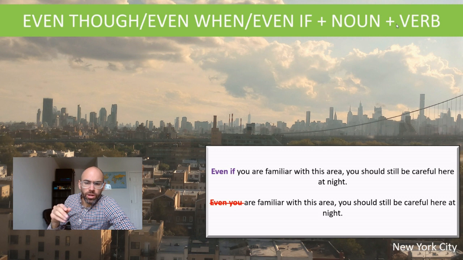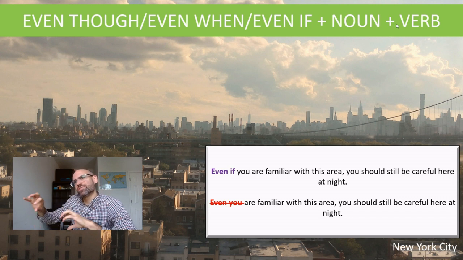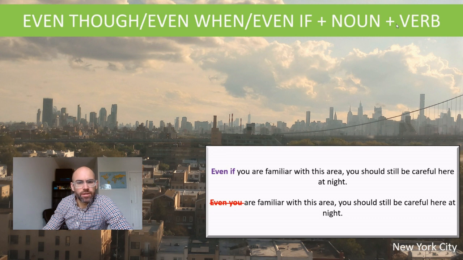And I did want to make a point here that a lot of times when people are learning English, they forget to add this second word: even though, even if, even when. And they may say, "Even you are familiar with this area, you should still be careful here at night." So you'll be understood if you say that. People will understand you. However, we want to make sure that we add that even. Even if means even in the situation that, even in the scenario that you are familiar with this area, you should still be careful here at night.